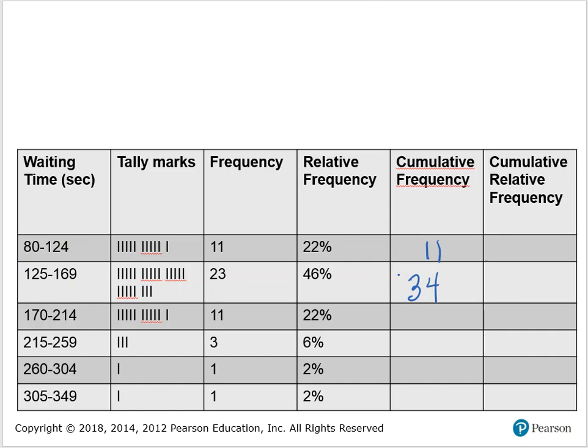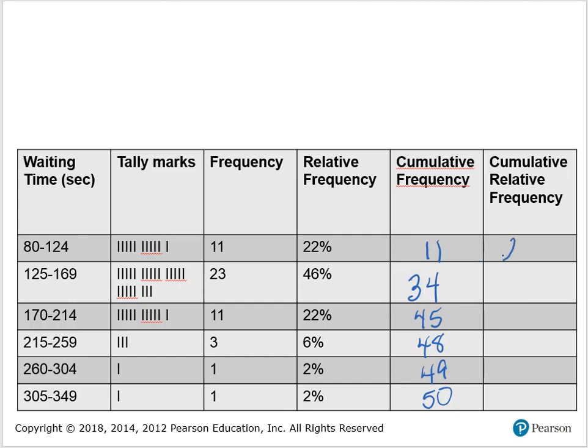Now we're going to take 34 plus 11, and that's 45. 45 plus 3, 48. 48 plus 1, 49. 49 plus 1. The bottom number on your cumulative frequency should be the same as however many numbers your frequency column added up to. Now, I don't have a slide that talks about this. I just want to go ahead and show you what it would look like, the cumulative frequency distribution. Same idea as the cumulative frequency, but we work with the percentages instead.